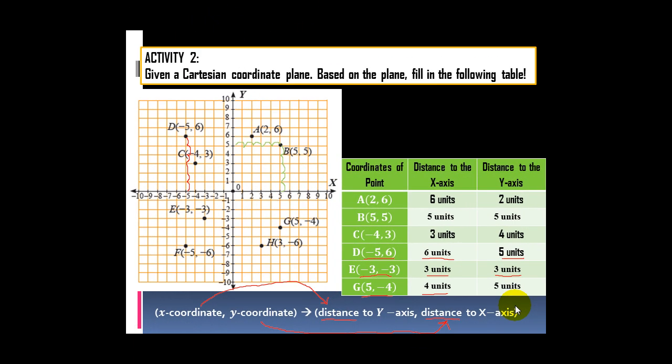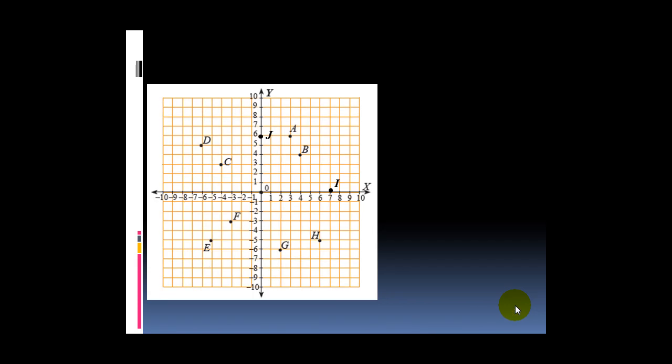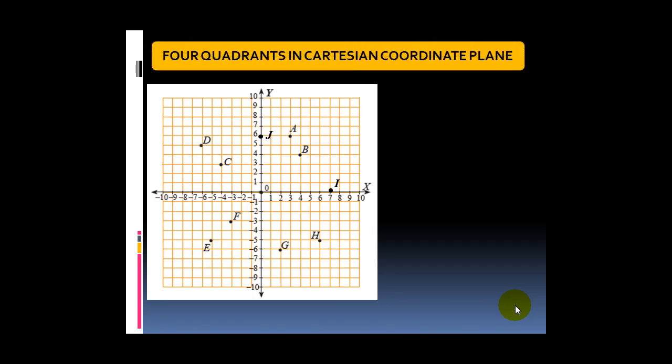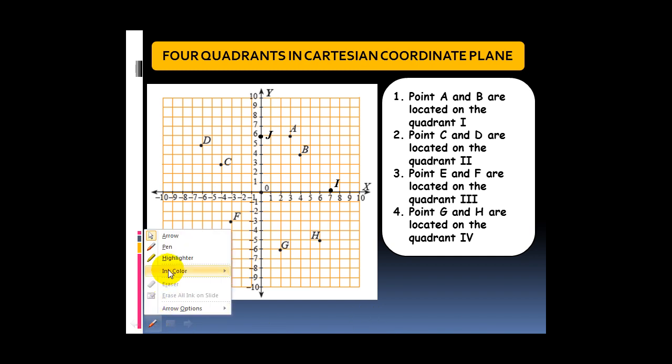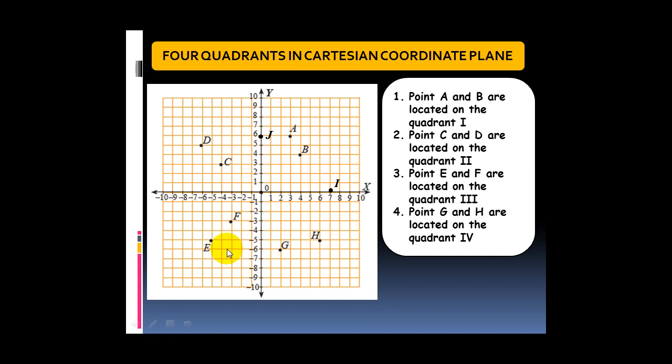The next subtopic of Cartesian coordinate plane is 4 quadrants in Cartesian coordinate plane. Given point A and B are located on quadrant 1. And then given point C and D are located on quadrant 2. Quadrant 2 for C and D.